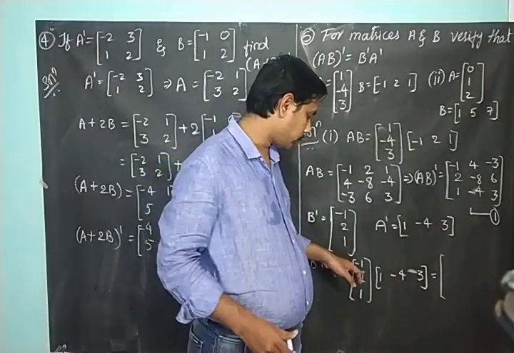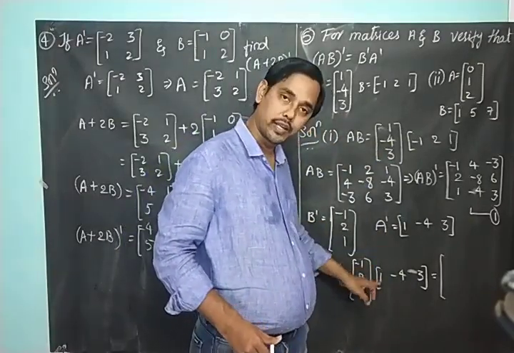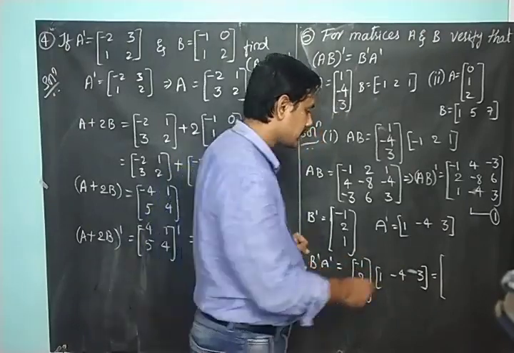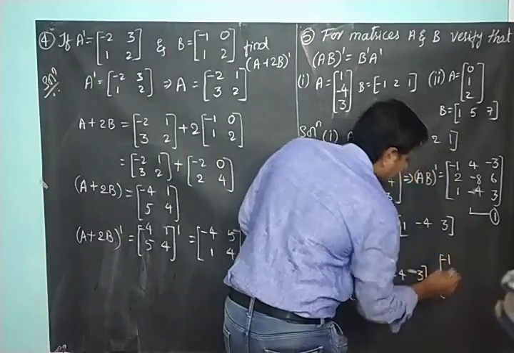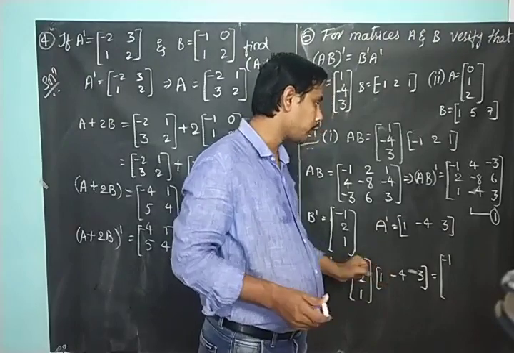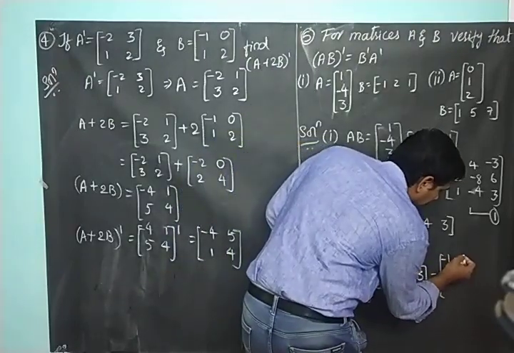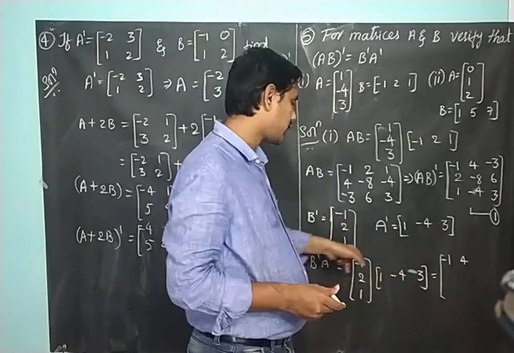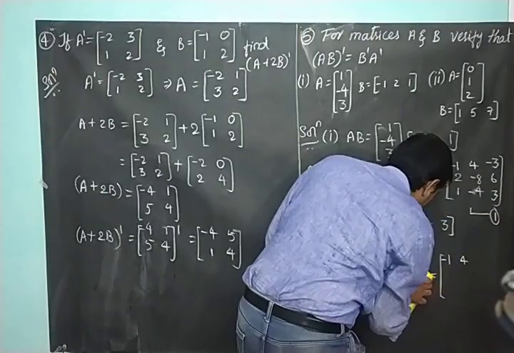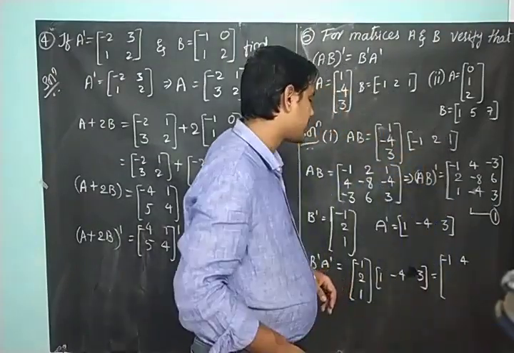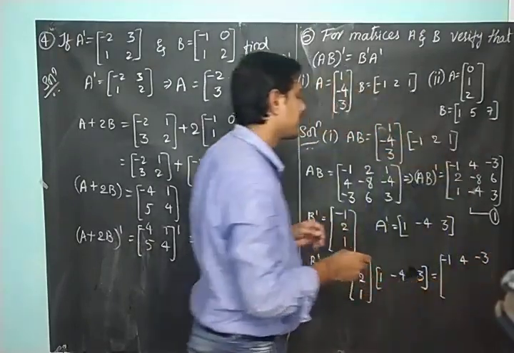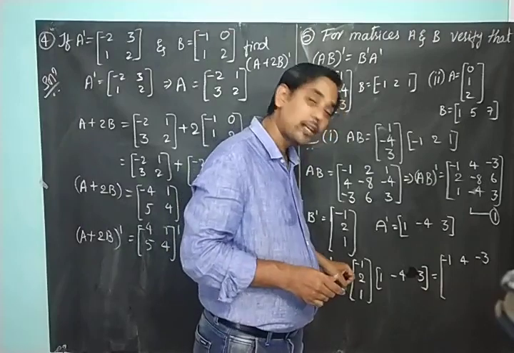So first row we are having minus 1, it should be multiplied with the first column. So first row into first column, minus 1 into plus 1 is minus 1. Okay. So now first row with second column, minus 1 into minus 4 is plus 4. Now first row into third column, minus 1 into plus 3, that will be minus 3. Okay.